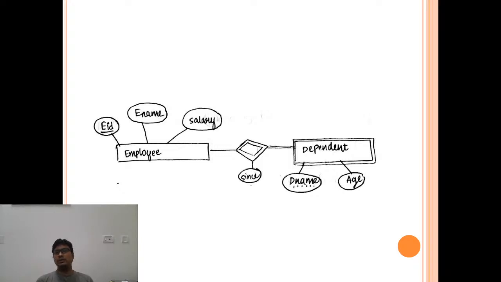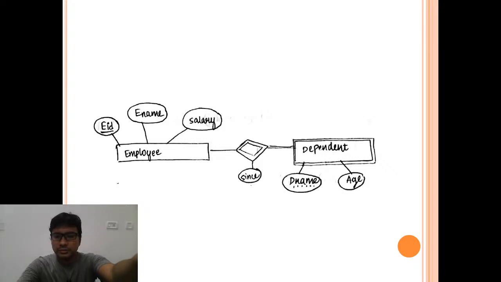Now can you tell me how many tables are required here? First thing is that because we are converting this ER diagram to tables, we need to identify how many tables are required. Can anyone tell me how many tables are required? Uma is saying 2 tables. Good. I request everyone to please press the like button.